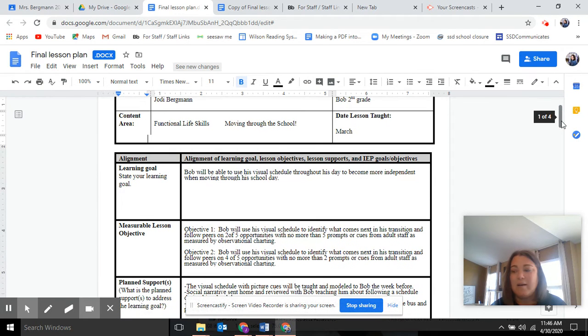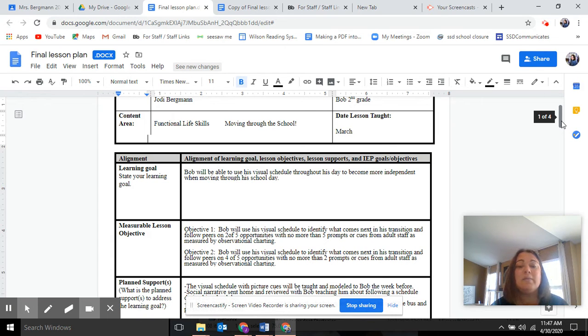So my learning goal: Bob will be able to use his visual schedule throughout his day to become more independent when moving through his school day. So the first objective, he will use a visual schedule to identify what comes next in his transition and follow peers on 2 out of 5 opportunities with no more than 5 prompts or cues from adult staff, as measured by observational charting.